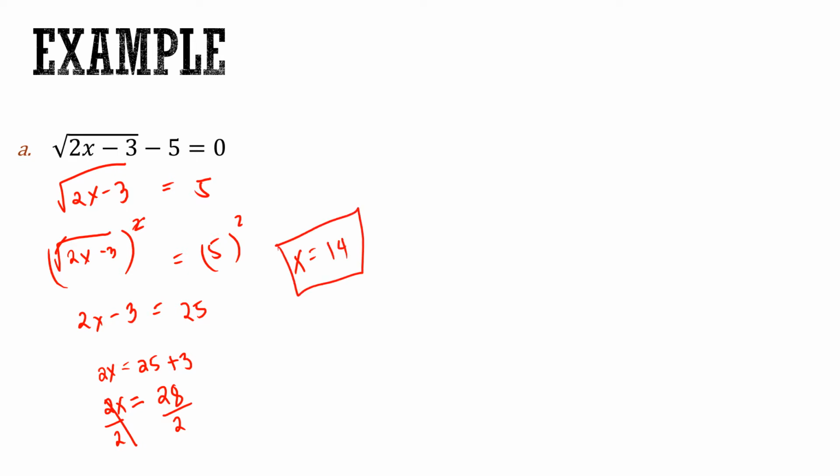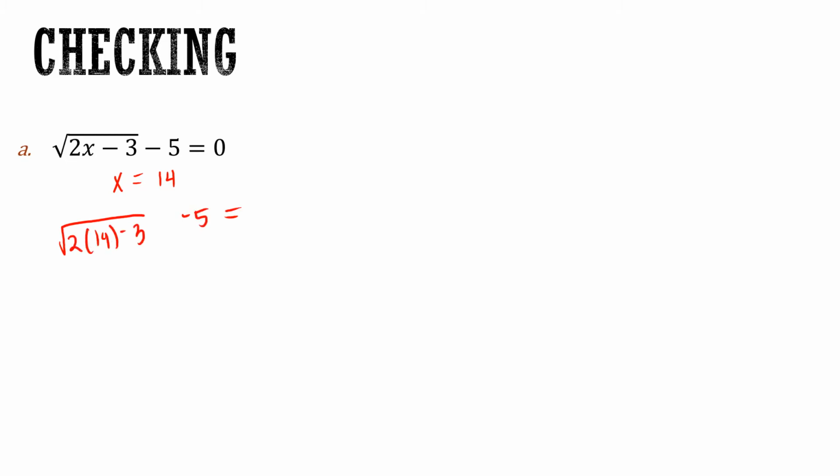Now, let's check whether the given value of x satisfies our equation. Let's check it using the original equation, which is square root of 2x minus 3, minus 5, equal to 0. The value of x that we have is 14. So let's substitute x by 14. We can write this as square root of 2 times 14 minus 3, minus 5, equal to 0. 2 times 14 is 28. So we can write this as square root of 28 minus 3, minus 5, equal to 0.